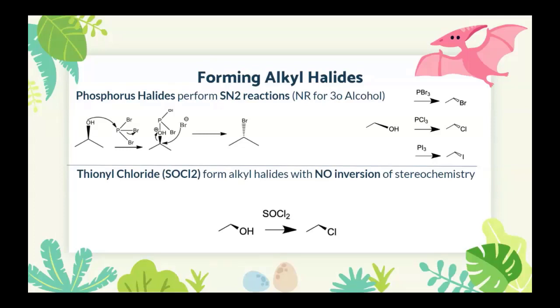The difference being that your phosphorus halides will perform an SN2, which causes an inversion of stereochemistry, right? So you're going to go from a wedge to a dash and vice versa. But with SOCl2, you will see no inversion of stereochemistry. So if it's on a wedge, it will remain on a wedge, and so on.